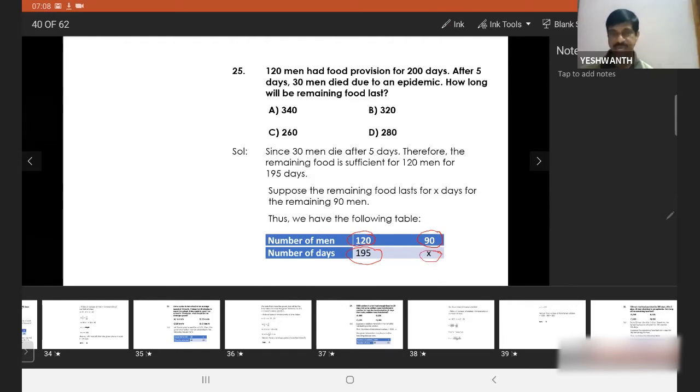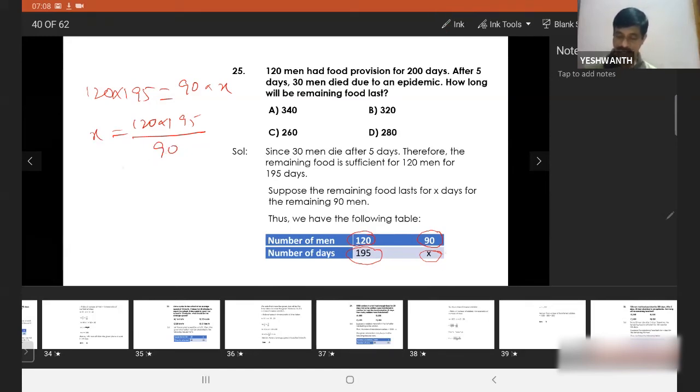If the number of men increases, the number of days the food lasts decreases. So this is inversely proportional. When it is inversely proportional, we take the product of up and down equal to the product of up and down, isn't it? 120 into 195 equals 90 into X. So X equals 120 into 195 by 90. I think, children, the arrangement, I think you followed.